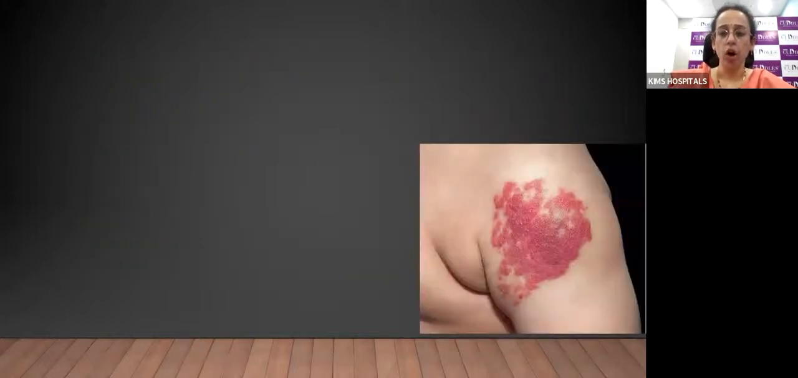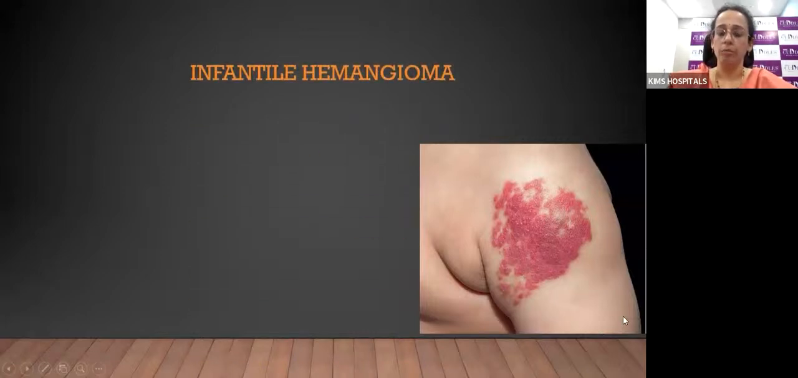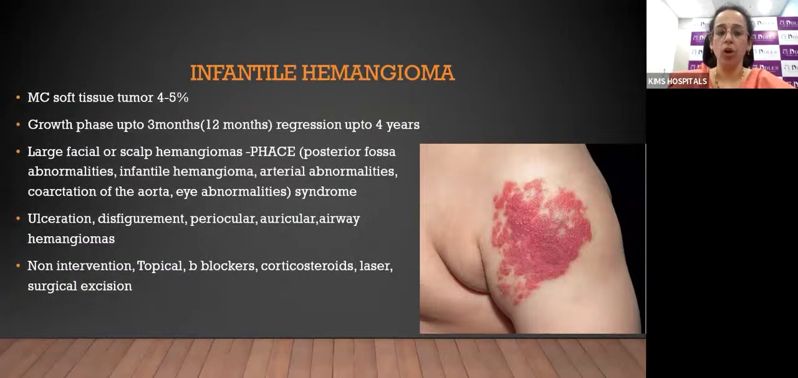Here what we can see is also a common condition seen in babies, particularly premature babies and babies born to mothers with diabetes and pregnancy-induced hypertension, preeclampsia. We can see this condition during the postnatal follow-up. This is the infantile hemangioma. These do not present at birth, but appear later on and start increasing in size. There will be a growing phase up to 3 months. They can grow up to 12 months as well, and they regress gradually until 4 years. This is the most common soft tissue tumor, with an incidence of around 4 to 5%.